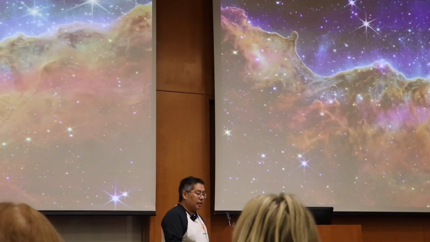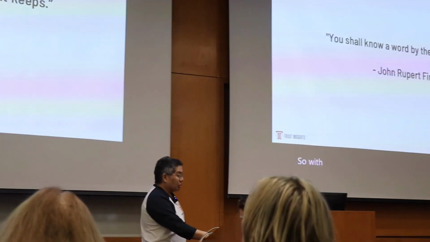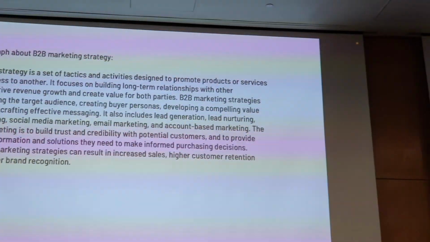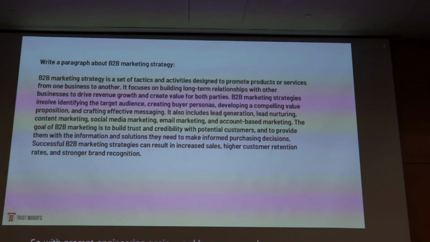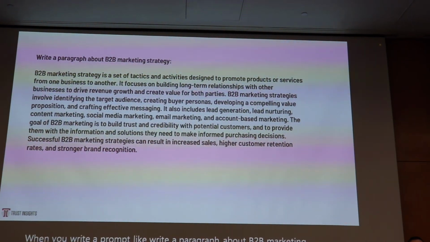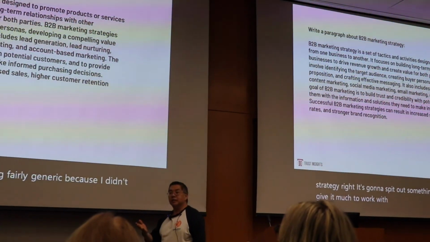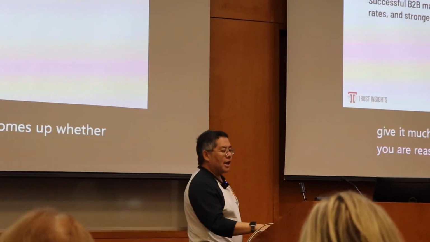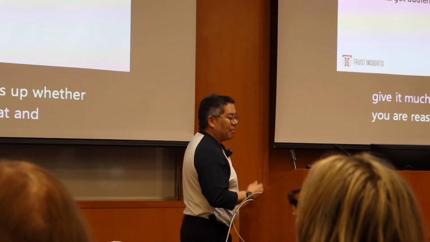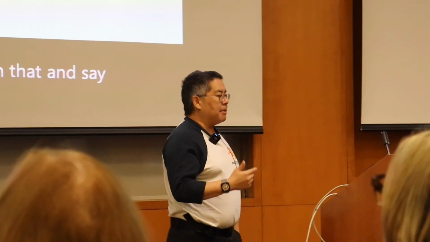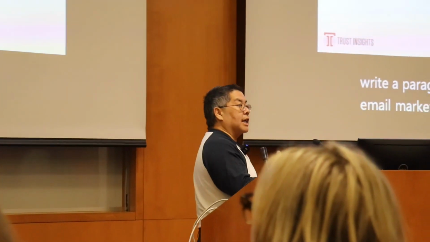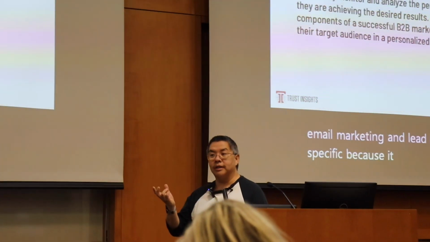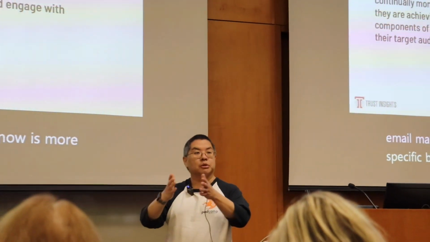Okay. So with prompt engineering, again, you know a word by the company it keeps. When you write a prompt, like "write a paragraph about B2B marketing strategy," right, it's going to spit out something fairly generic because I didn't give it much to work with. Remember, it's association. So it comes up with a reasonably okay, kind of bland paragraph. If I lengthen that, say, "write a paragraph about B2B marketing strategy with an emphasis on email marketing and lead generation," what it comes up with now is more specific because it has more words to work with in the initial prompt, and it will narrow those probabilities.